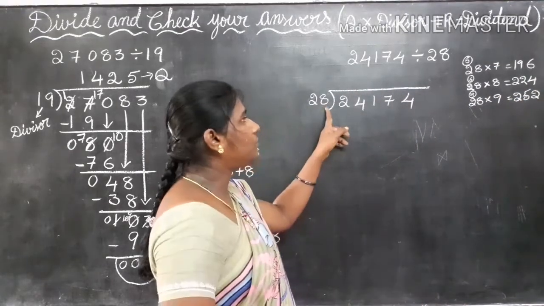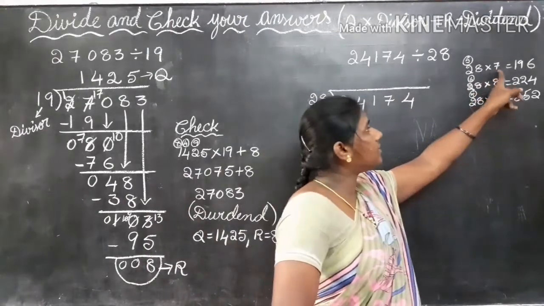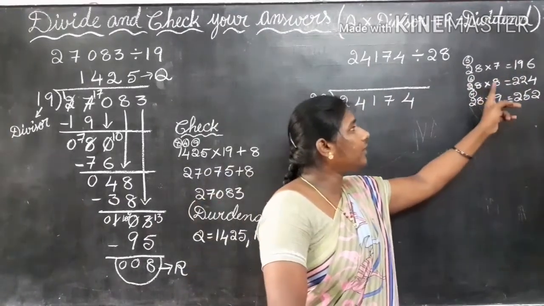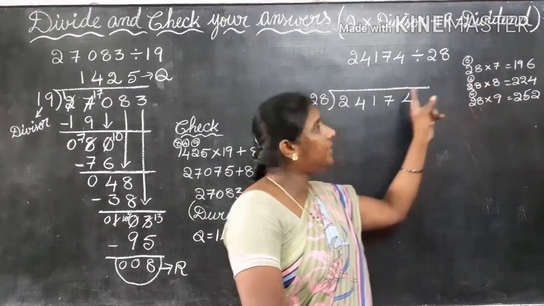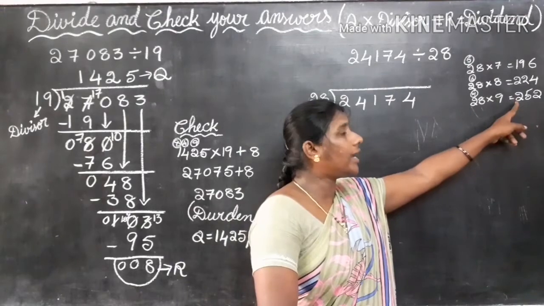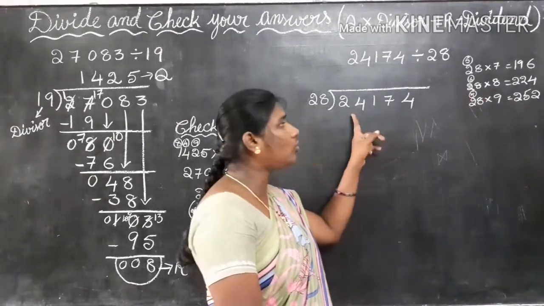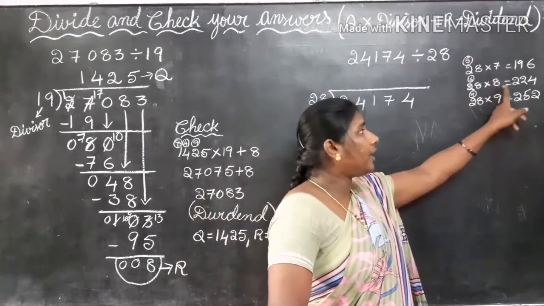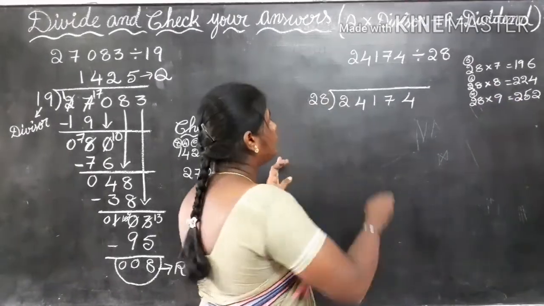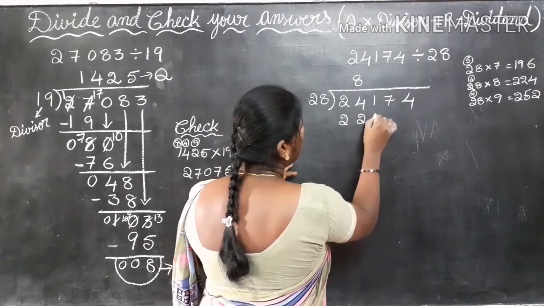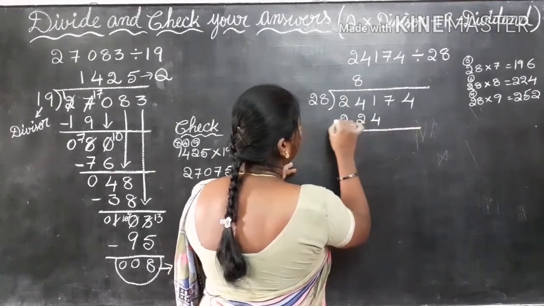So 252. If you observe here, 28 7s are 196, which is less than this one. 28 8s are 224, which is also less than 241. 28 9s are 252, which is more than 241. So which one do we have to take? Yes, we have to take 28 8s are 224.